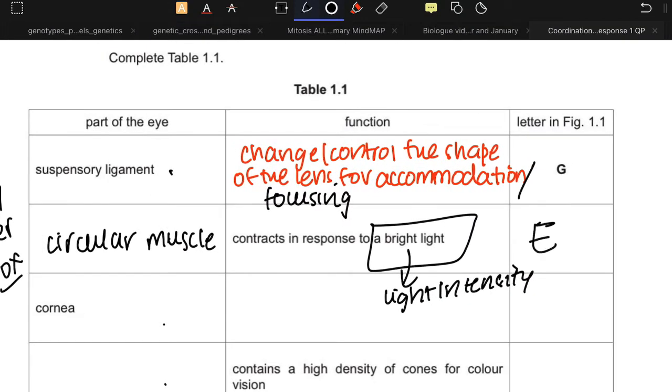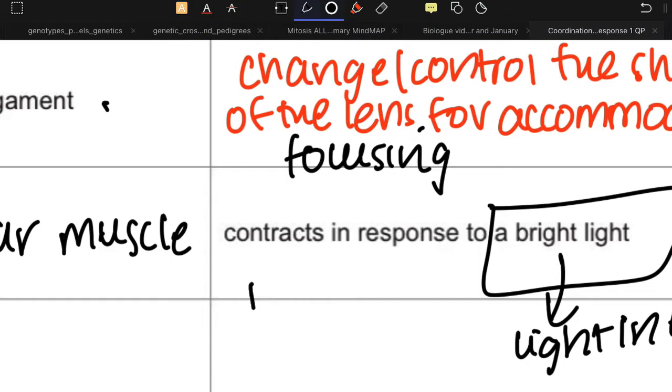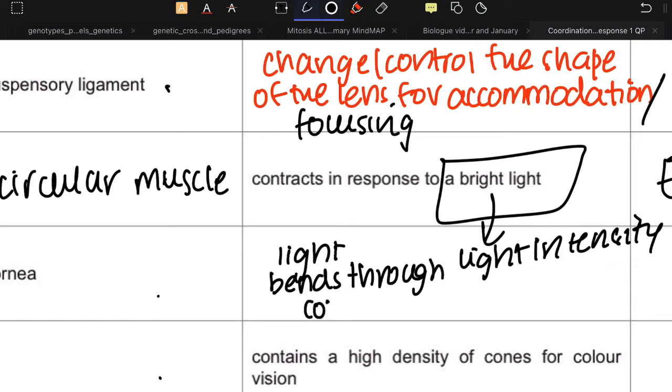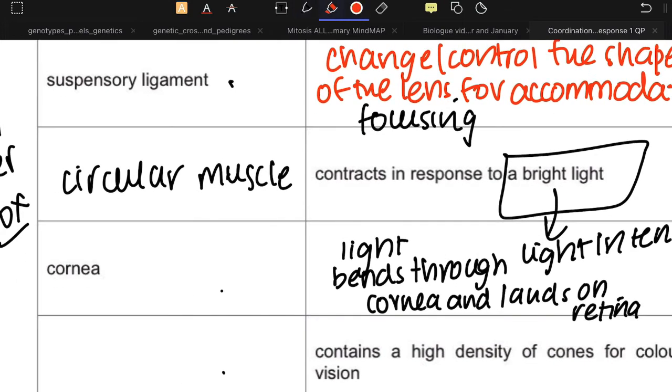Now, cornea. The cornea is used for when light actually bends through it. So light bends through the cornea and then it falls on the retina. Light bends through the cornea and gets placed, or you can say lands on the retina. Alright, if you want to write some features about the cornea, you can say that it is the clear white region present in the eye.